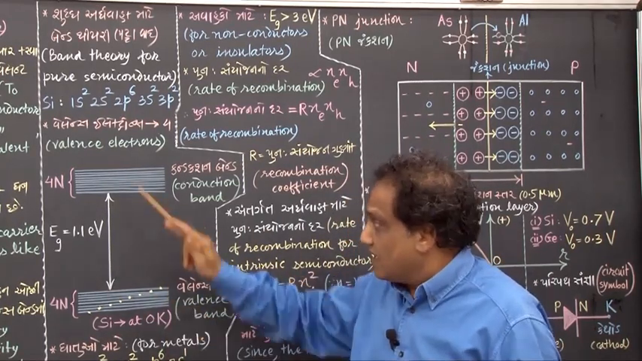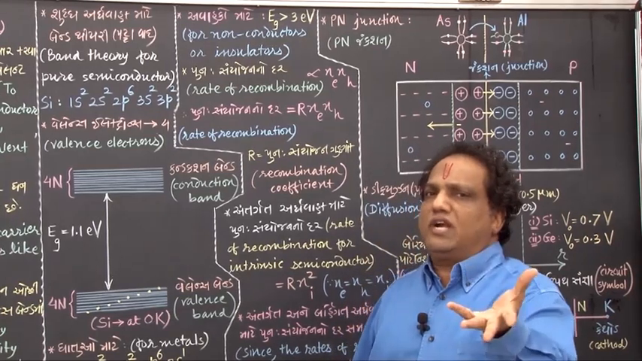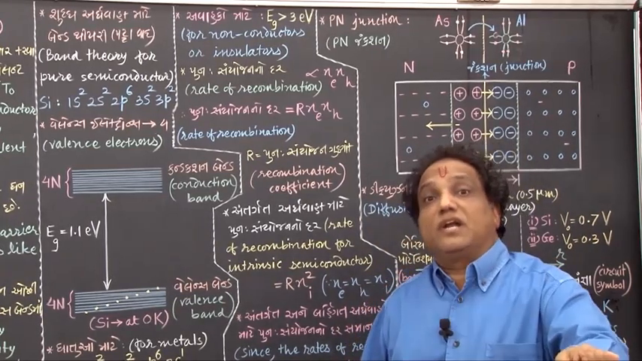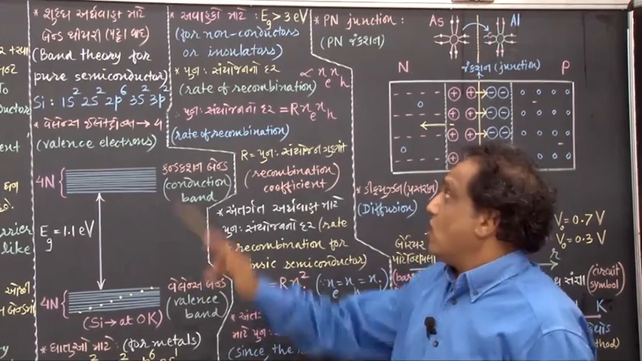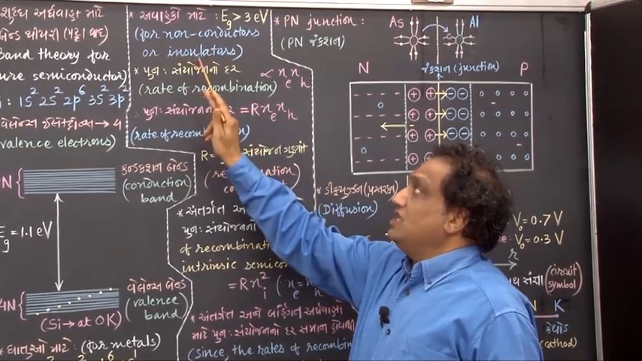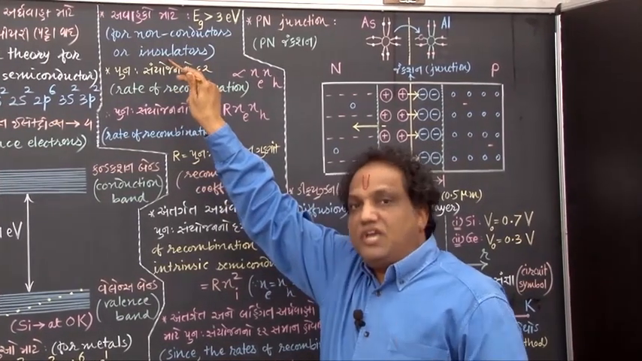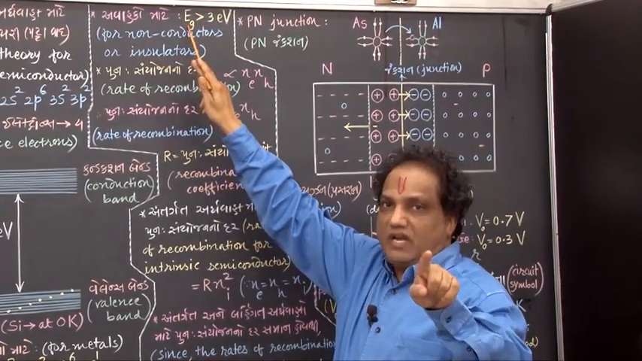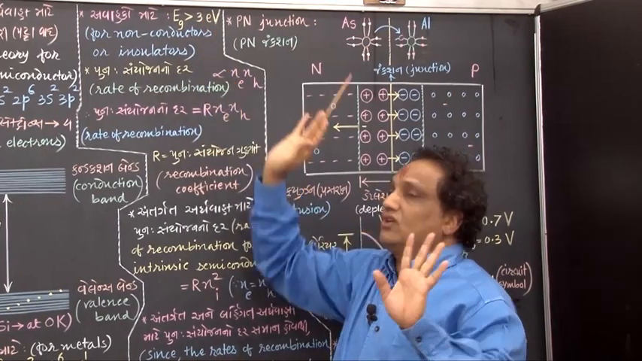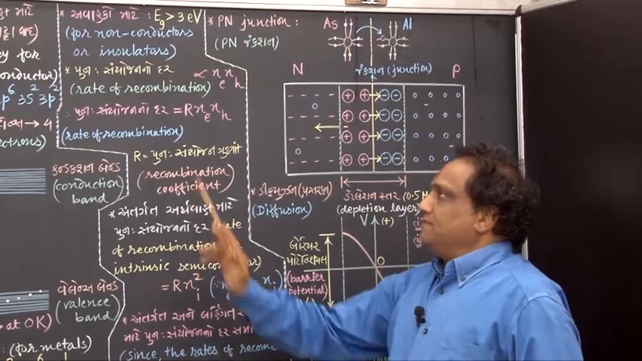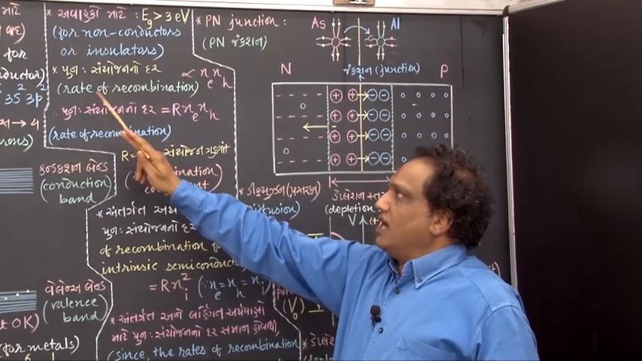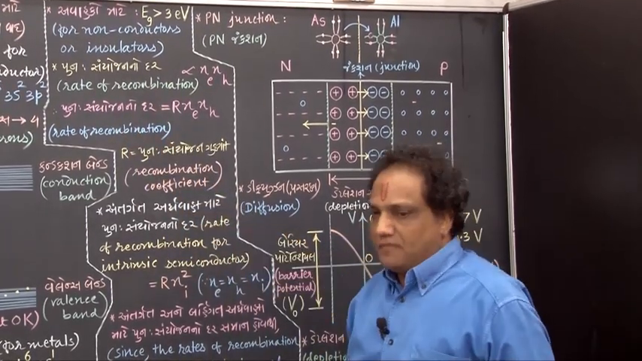It can't go into the conduction band, and when there are no electrons in the conduction band, naturally conduction of electricity will not be possible. That's why these materials are called non-conductors or insulators of electricity, in which this energy gap is very large. It is greater than 3 electron volt. Got it? Fine. Now, let us talk about rate of recombination.